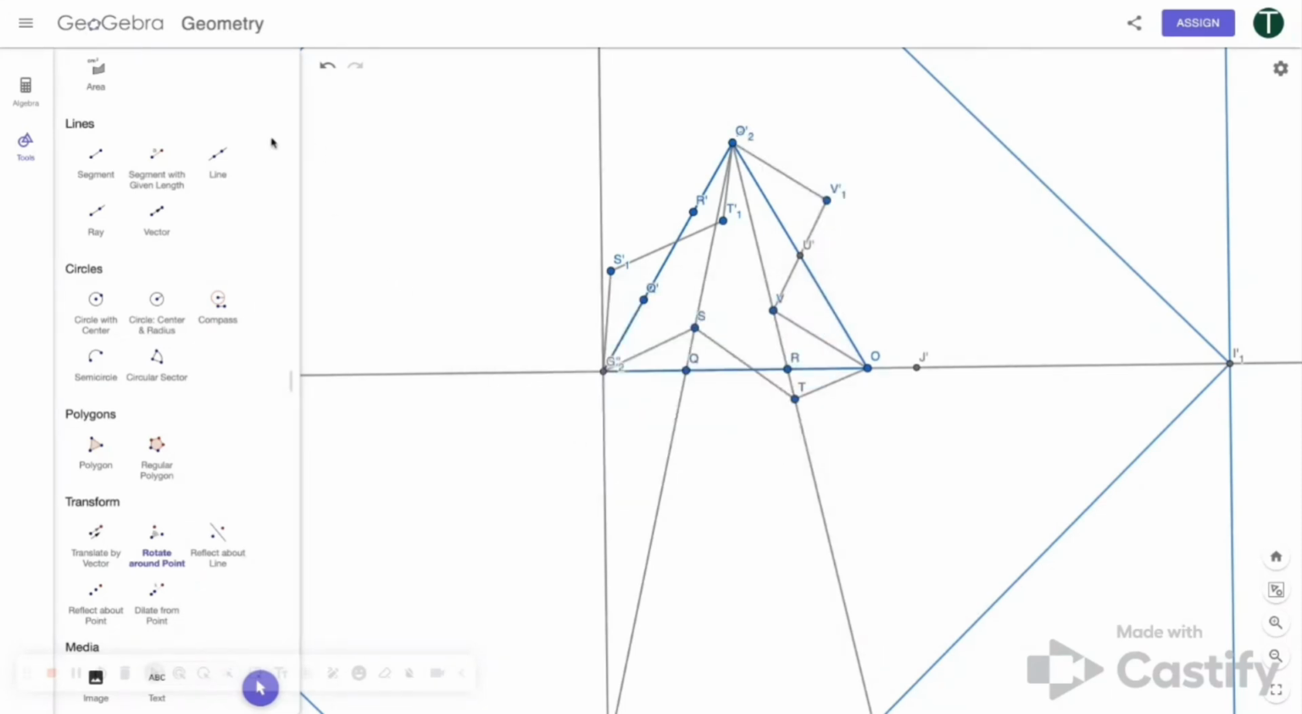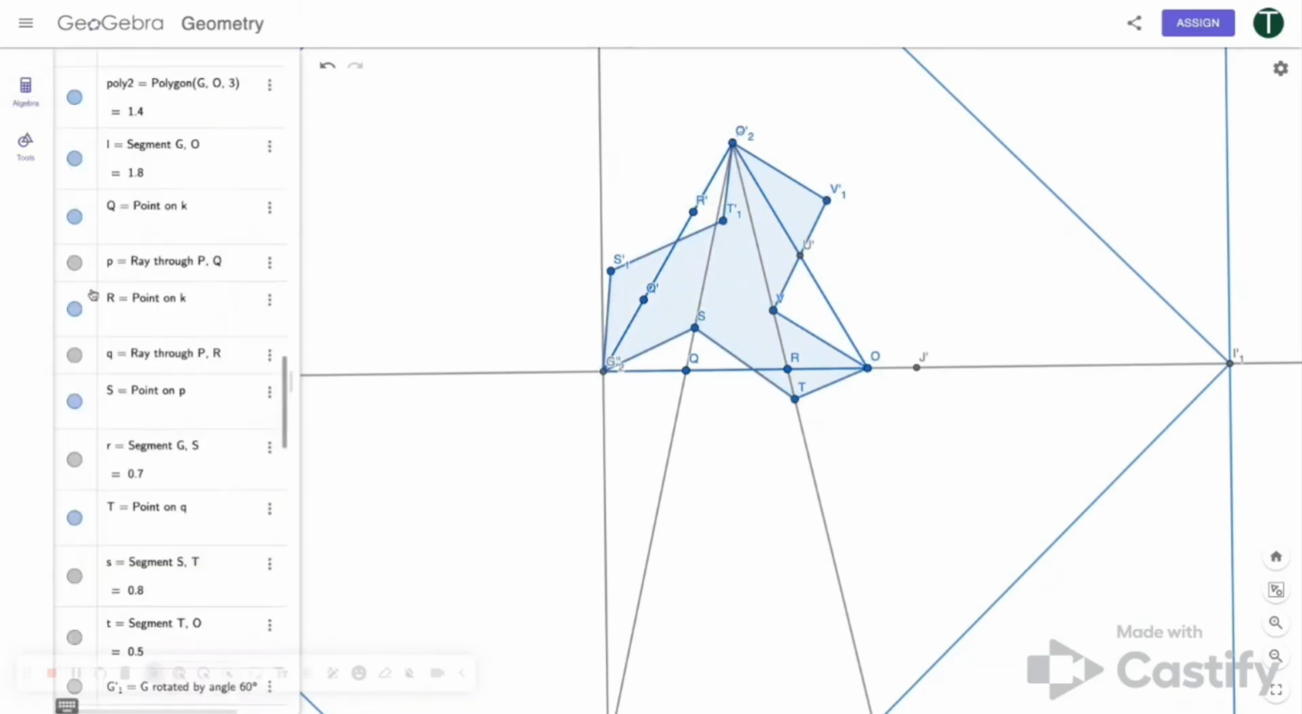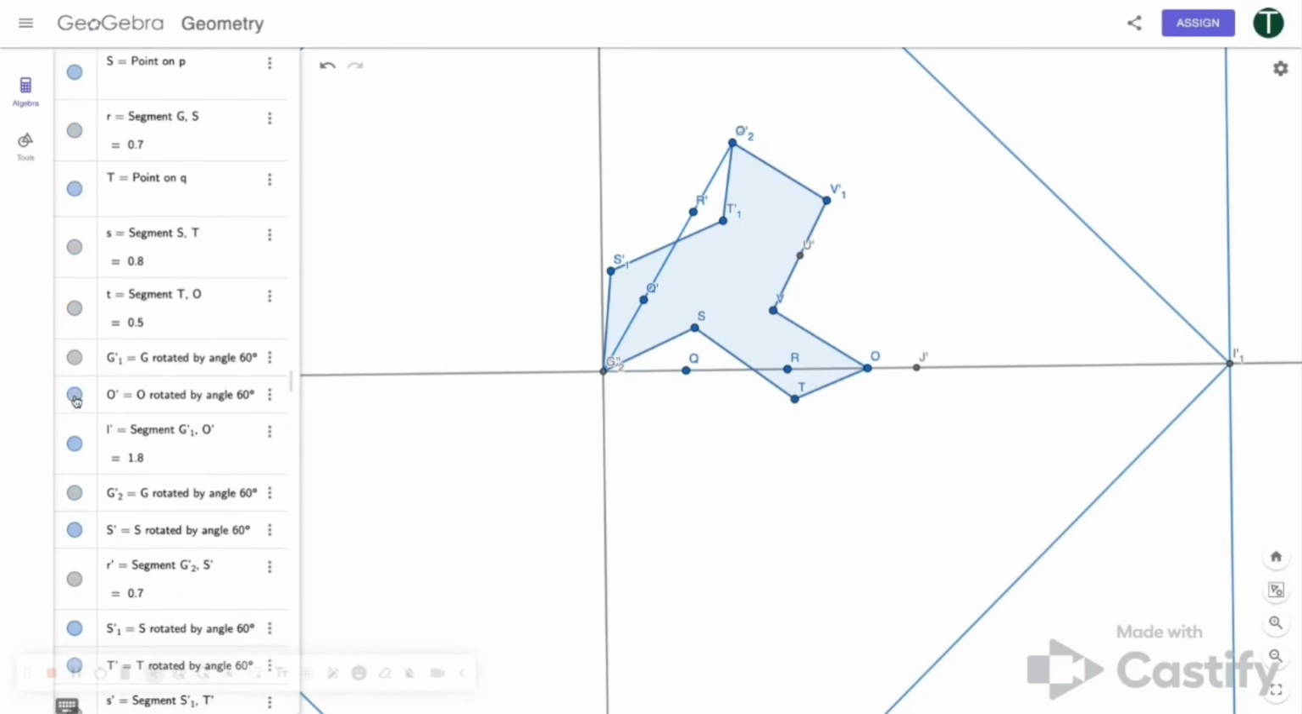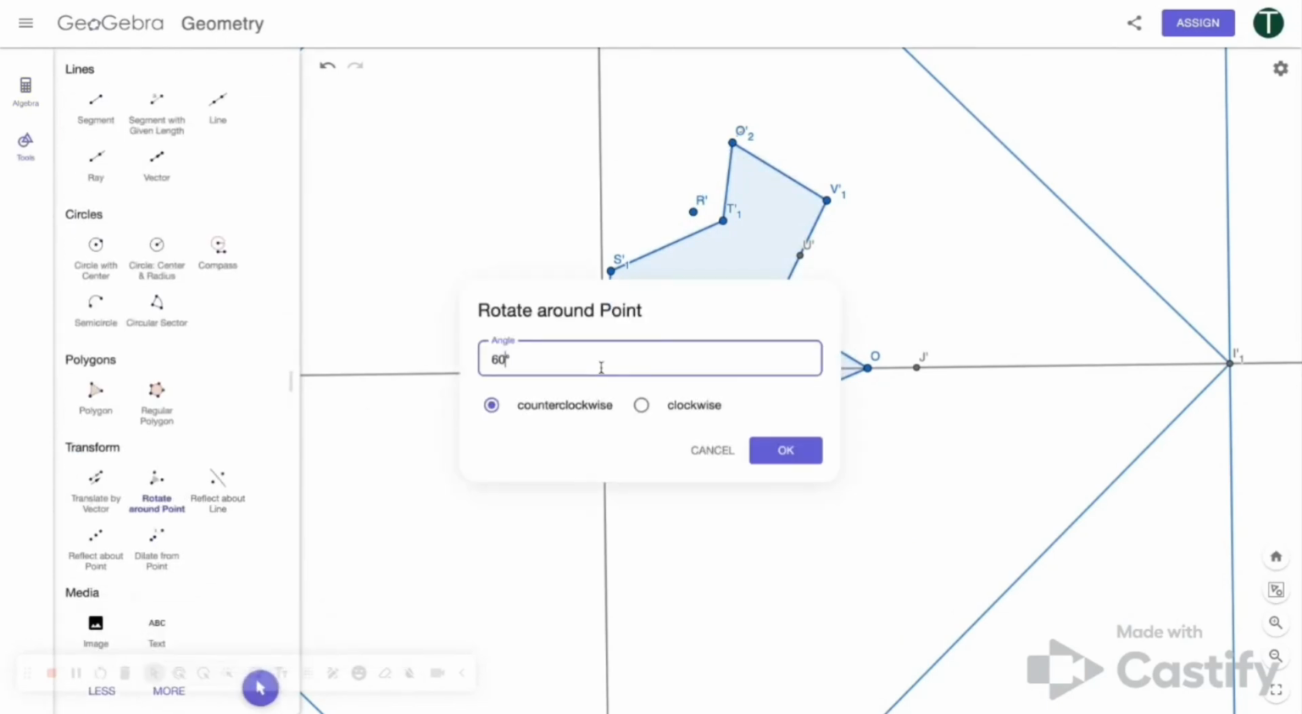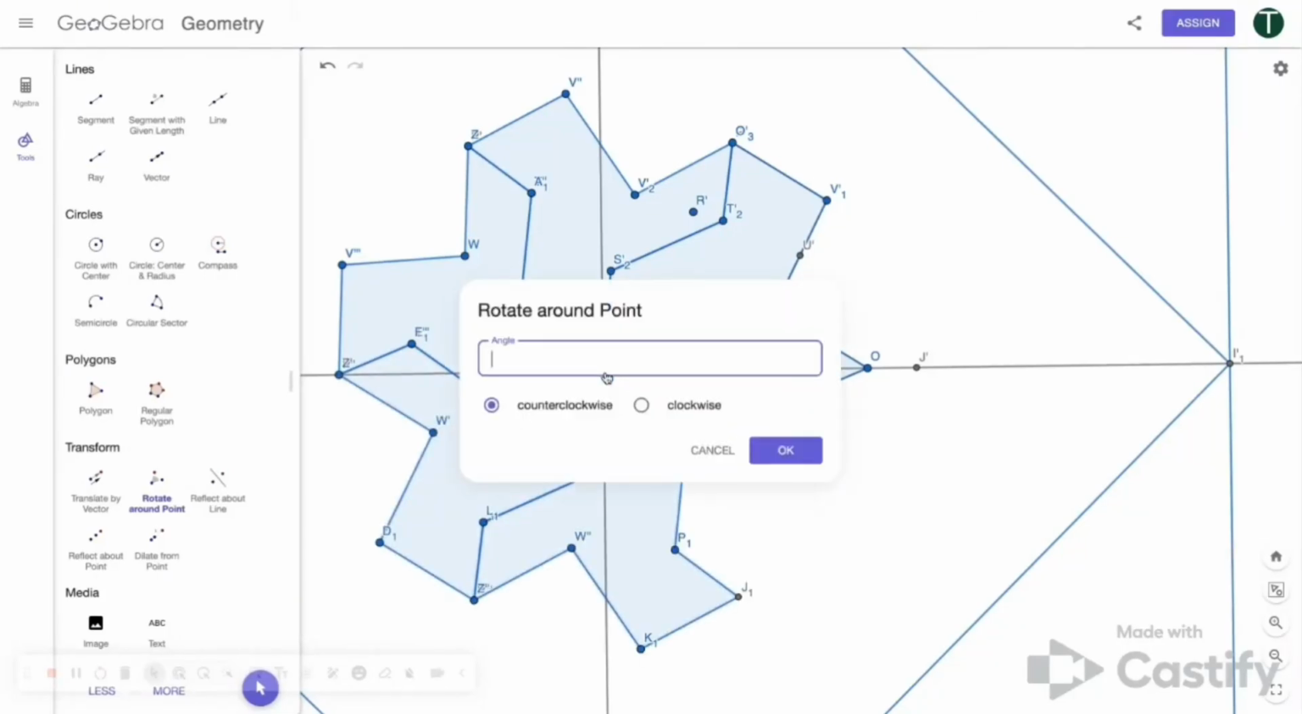Next, I made my newly made shape into a polygon using the polygon tool and then hid the triangle and rays in the algebra section. Using the rotate around point tool, I then rotated my new shape by 60 degrees 5 times.